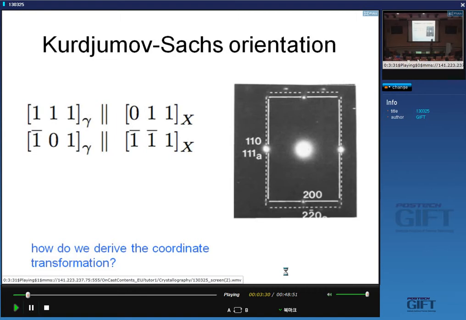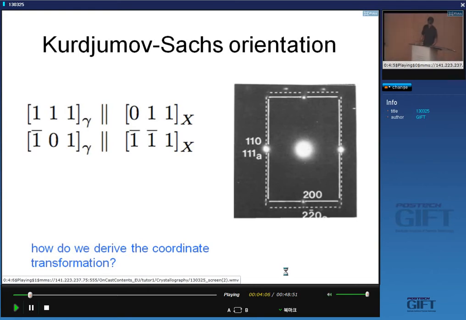If you look at that carefully, basically the most closely packed planes are parallel. The 111 plane of austenite is parallel to the 011 of ferrite. And in those planes, the close-packed directions from the two lattices are parallel. So the 101 direction of austenite, which is the close-packed direction, is exactly parallel to the 111 direction of ferrite, which is the close-packed direction in ferrite. So that's called the Kurdjumov-Sachs orientation relationship.